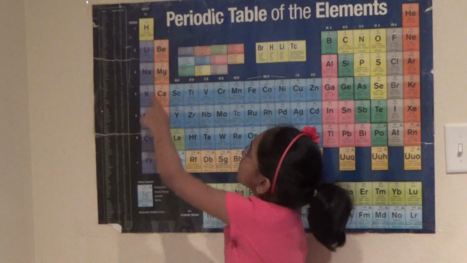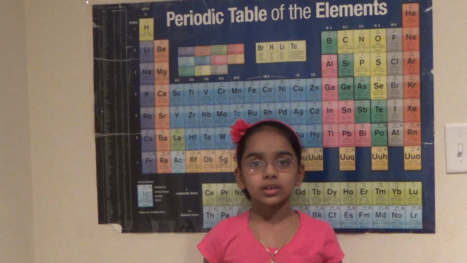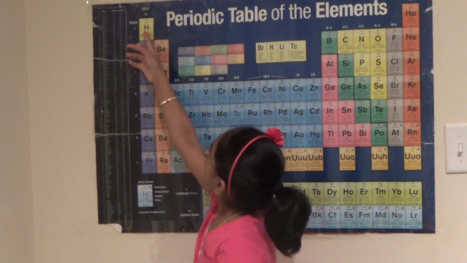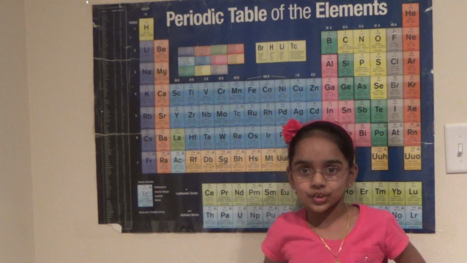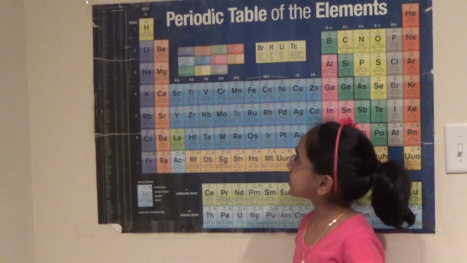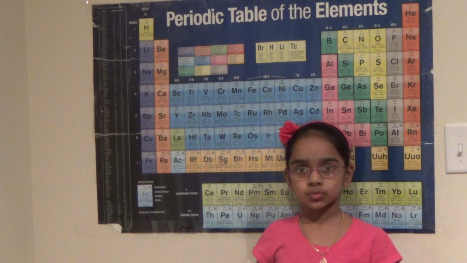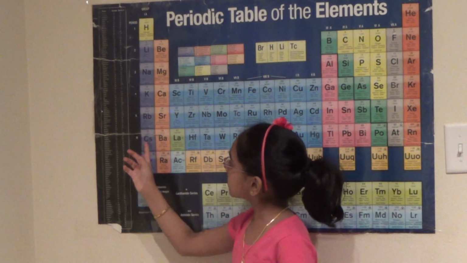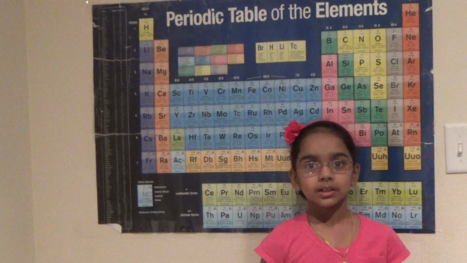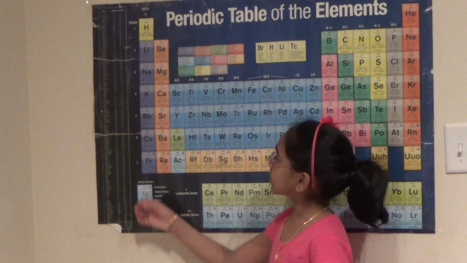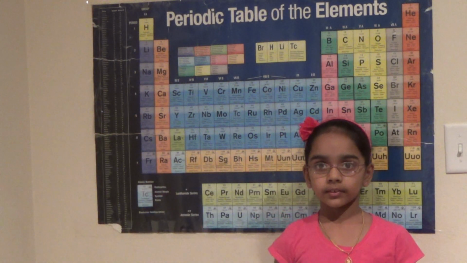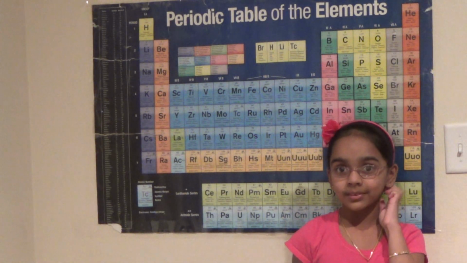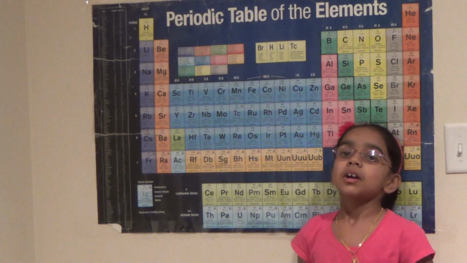Okay, so let's start with group 1A. Group 1A is called the Alkali Metals. They're all these blue things except this one, hydrogen. Let's go and I will tell the names of each one: lithium, sodium, potassium, rubidium, cesium, and francium. Now I will describe their chemical properties. In each group, they all have the same chemical properties.